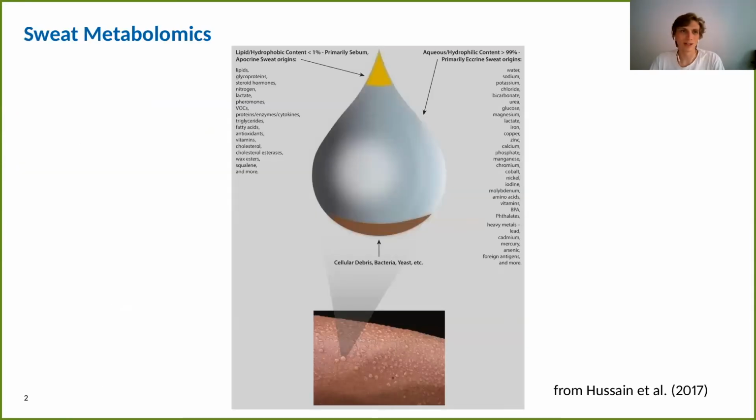So why is the metabolome of sweat interesting? Well, you can find quite a lot of compounds in there, not only water and ions, but also amino acids, lipids, organic compounds, vitamins, and so on. So it's a really nice source of biomarkers, and it can be sampled relatively easily, a lot easier than, for example, blood.